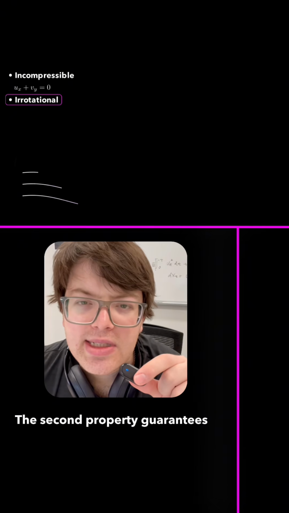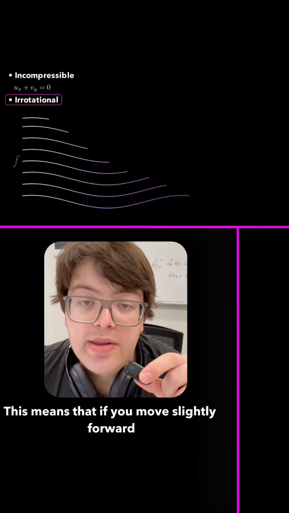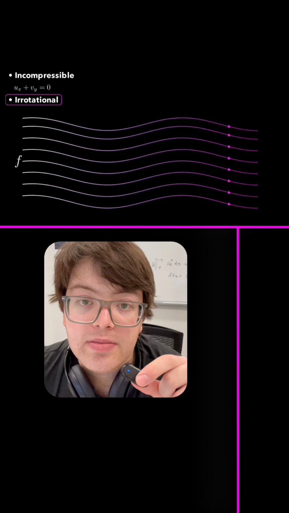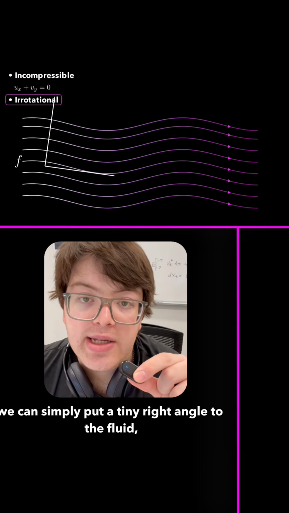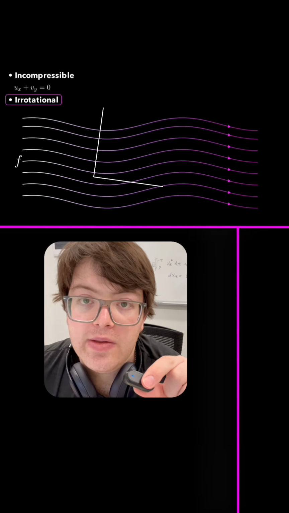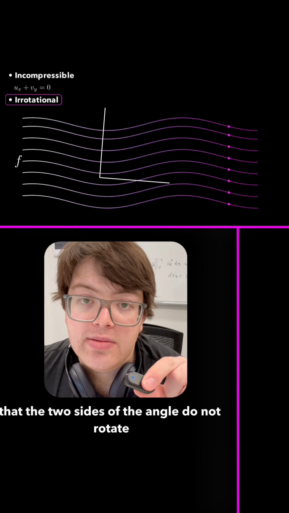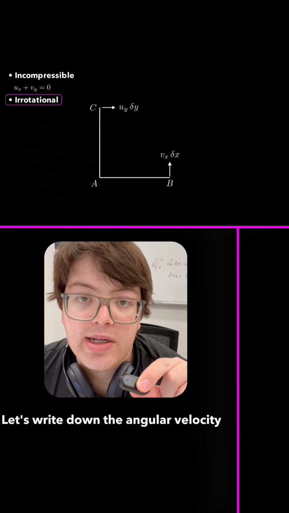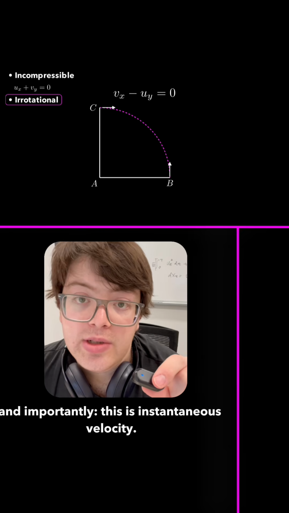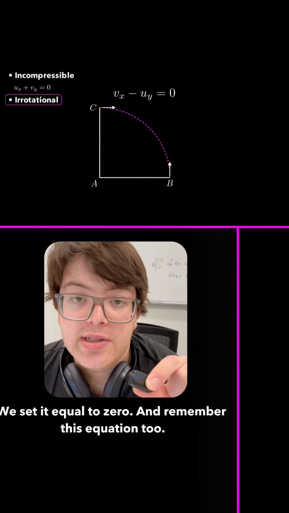Now let's take a look at the second property. The second property guarantees that the flow is irrotational, and this means that if we move slightly forward, tiny vortices do not appear. To see this, we can simply put a tiny right angle into the fluid, and watch how it moves. It should move in such a way that the two sides of the angle do not rotate relative to each other. Let's write down the angular velocity of this little corner. It must be equal to zero. And importantly, this is instantaneous velocity. We set it equal to zero and remember this equation too.